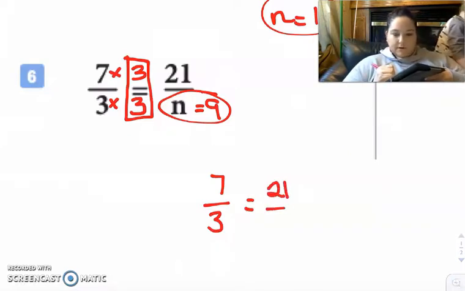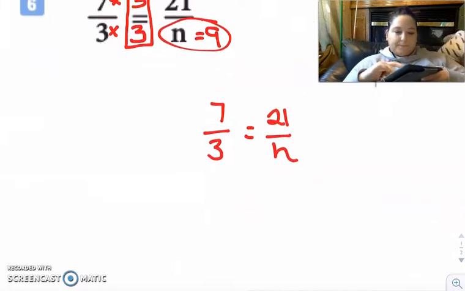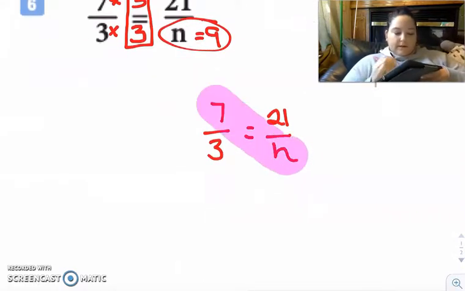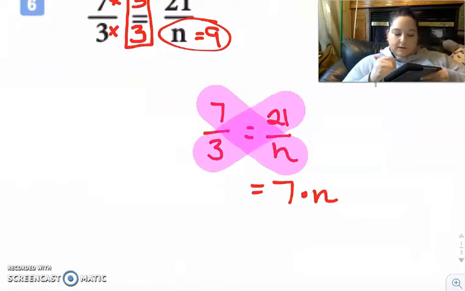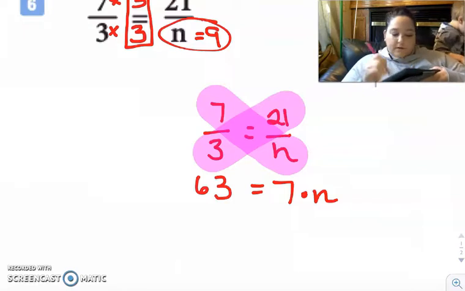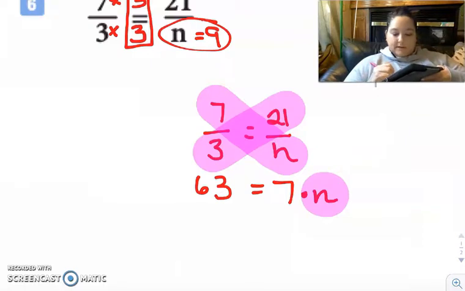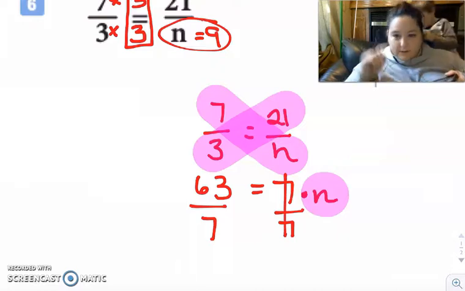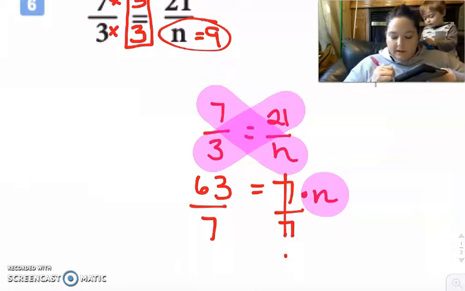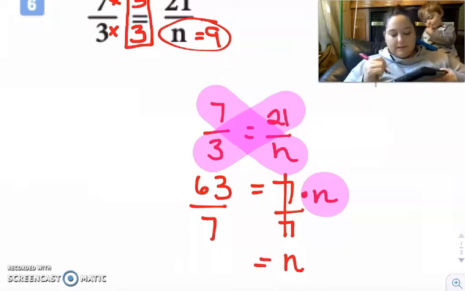7/3 is equal to 21 over n. I can do 7n on that side, or 7 times n. And then 21 times 3 is 63. So I have to solve for n, or the missing number. So I have to undo the times 7. The opposite of times 7 is divide by 7. 7 divided by 7 is 1, so I cross it out like it's just a giant 1. And n equals 63 divided by 7, which is 9.